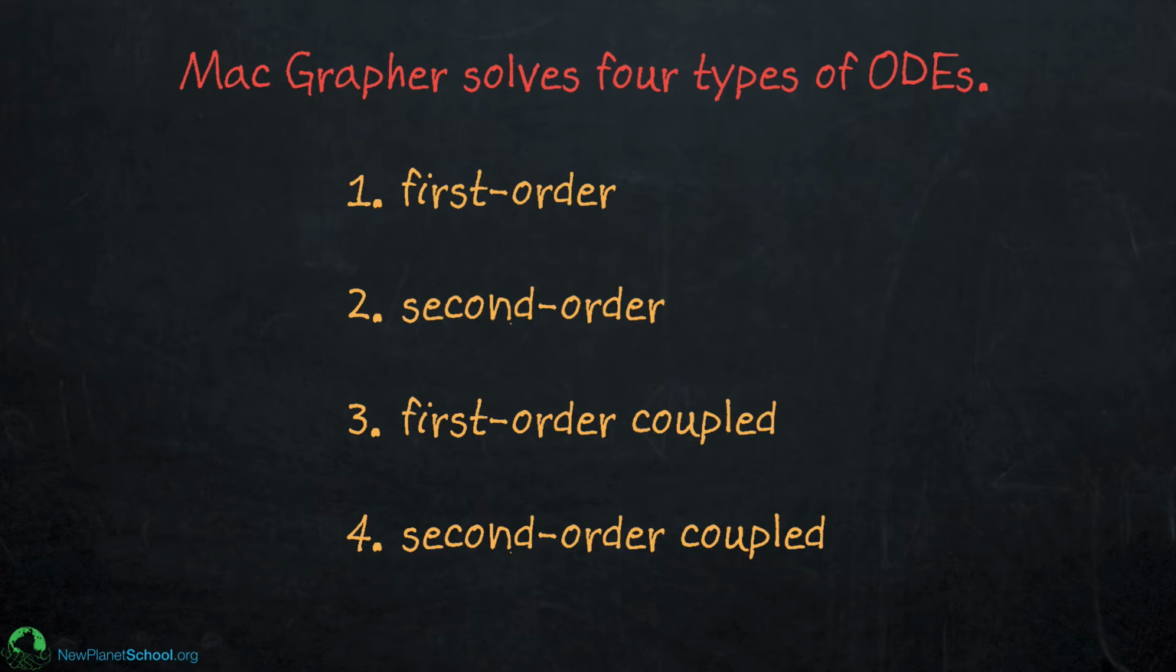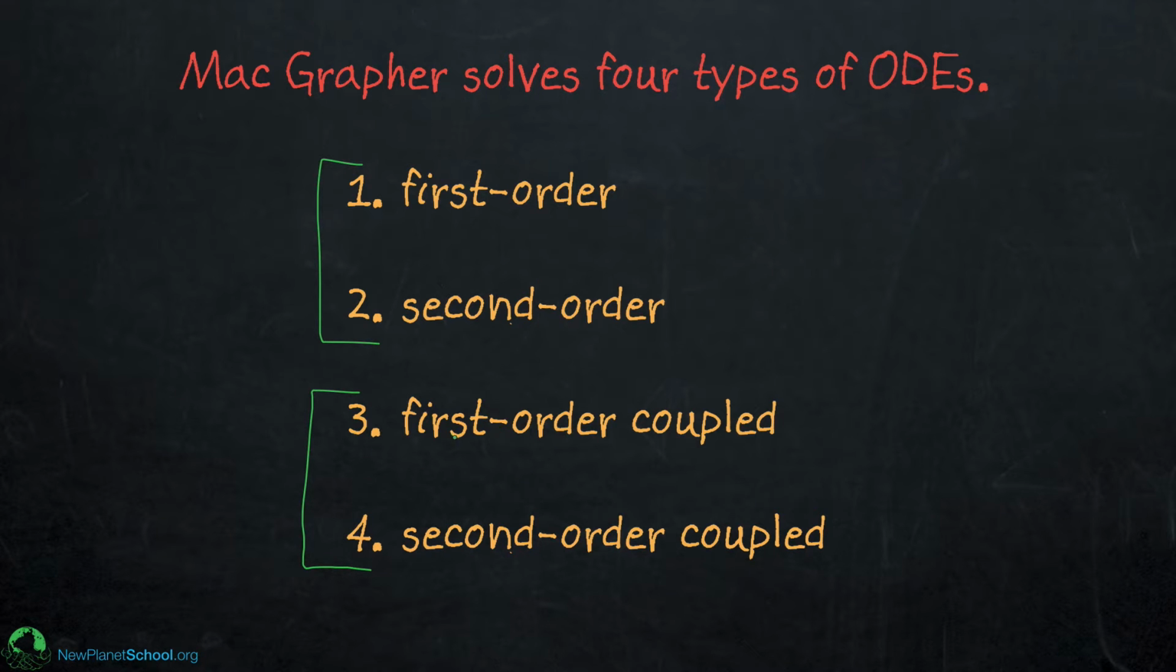Okay. Now, MatGrapher solves 4 types of ordinary differential equations. Very nice. The first 2 are very simple, first order and second order differential equations. And it also solves coupled differential equations. Now, it calls these 2 in the first category implicit, and it calls the coupled ones explicit.